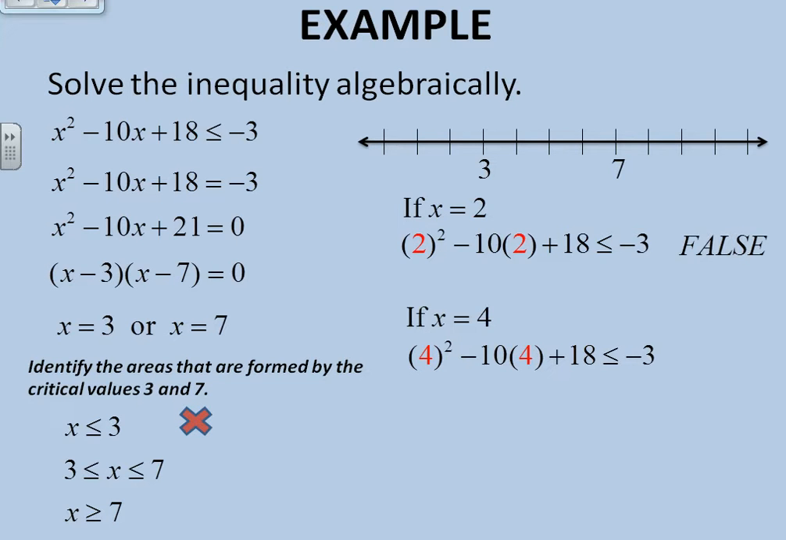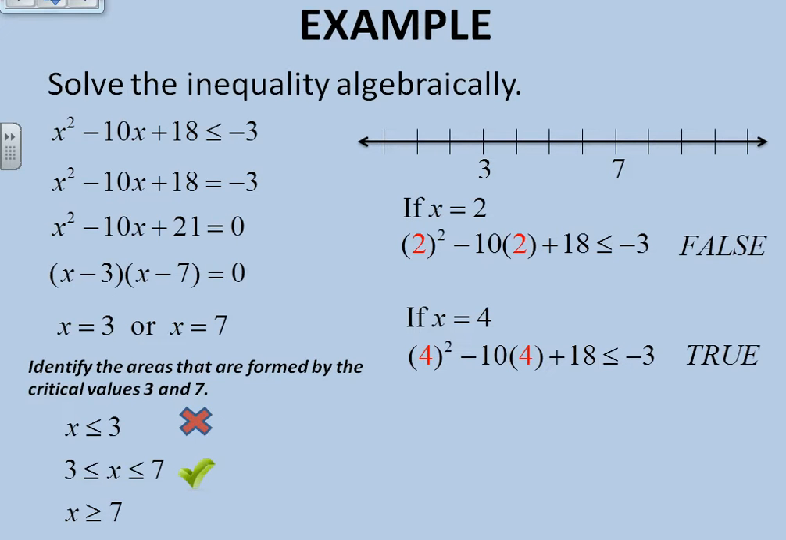4 squared is 16, minus 10 times 4 is 40. So that's 16 minus 40. I believe that's negative 24. So we have negative 24 plus 18. That is negative 6. And negative 6 is less than or equal to negative 3. So this is a true statement.